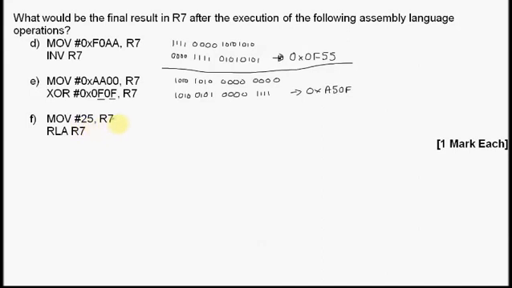We're putting the value 25 into R7 and we're rotating left by 1 position. Remember when we rotate left we shift a 0 in the bottom. We can also think about it very easily as if we rotate left we multiply by 2. So R7 will now equal 50, which is 25 multiplied by 2.